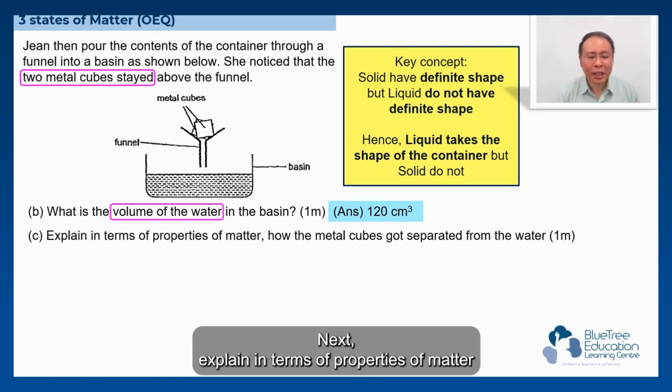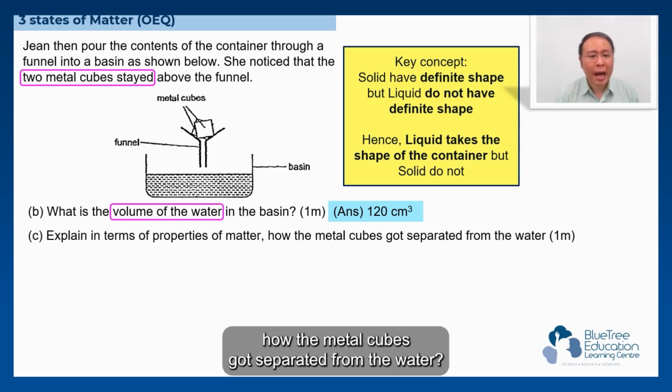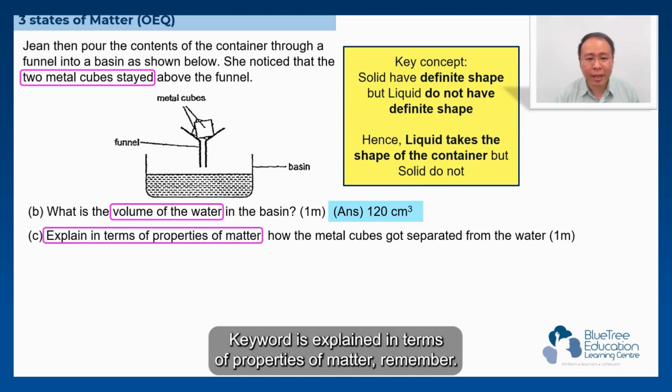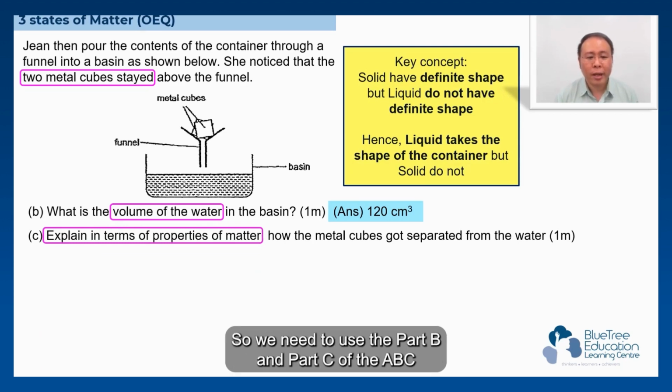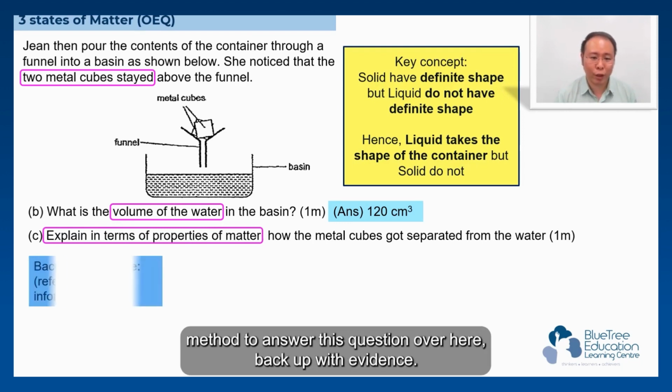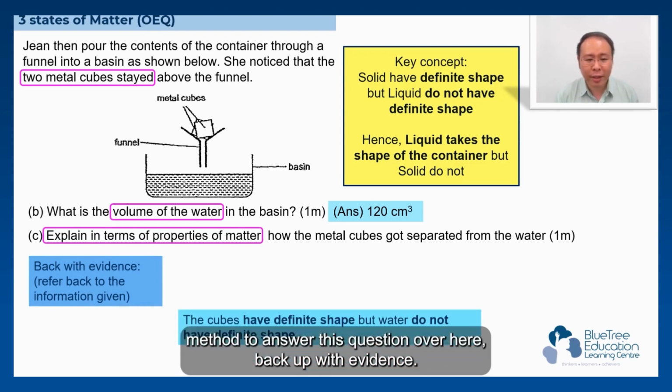Next, explain in terms of properties of matter how the metal cubes got separated from the water. Keyword is explain in terms of properties of matter. Remember, we need to use the part B and part C of the A.B.C method to answer this question over here. Back up with evidence.